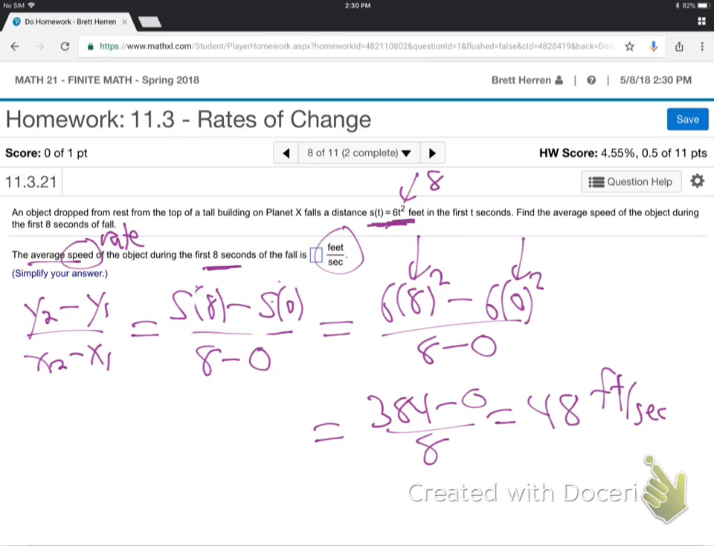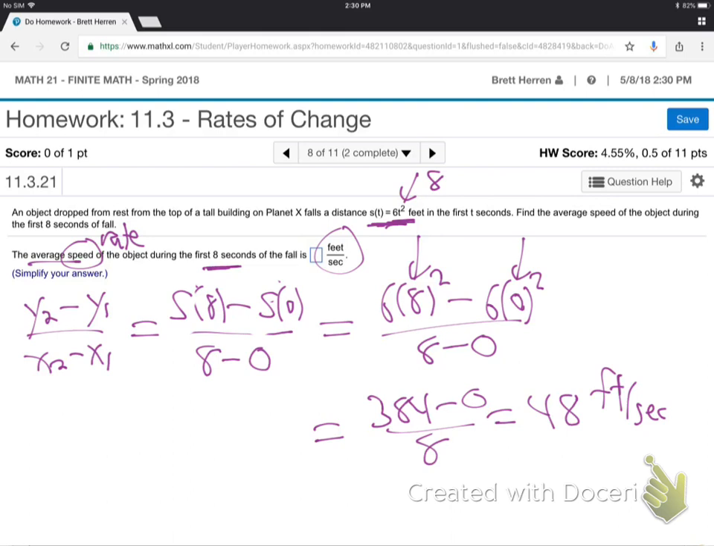So in other words, when you released it, it was going 0. 1 second later, it was falling down at a rate of 48 feet per second. Another second later, it was going down at double that, 96 feet per second. A third second later, add another 48. It just kept increasing its speed downward by 48 feet per second every second.